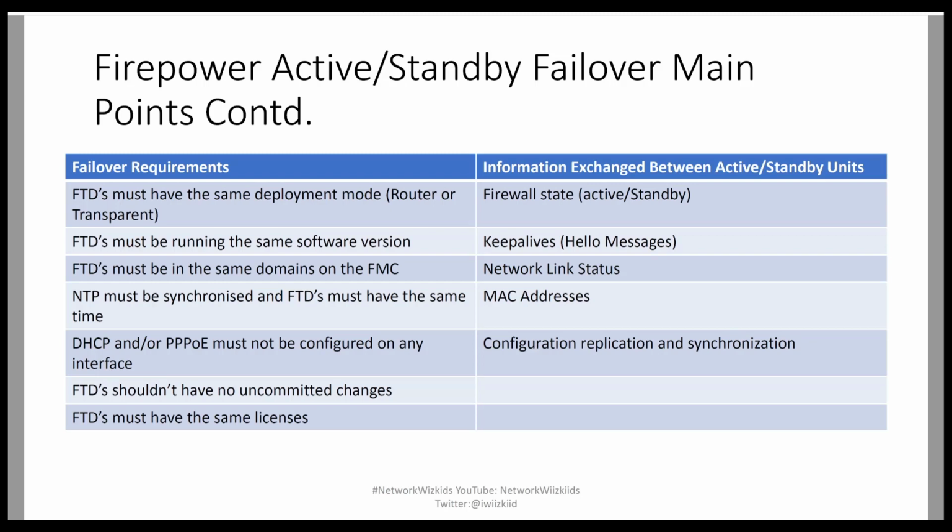Now when it comes to information being exchanged between the active and standby units, there are a couple of things that are exchanged. We've got the firewall state itself, so whether one device is active or standby. We've got the keepalives, which are essentially hello messages between both devices to work out if they're both online and reachable. We have the network link status. We have the MAC addresses which are exchanged, and we also have the configuration replication and synchronization.